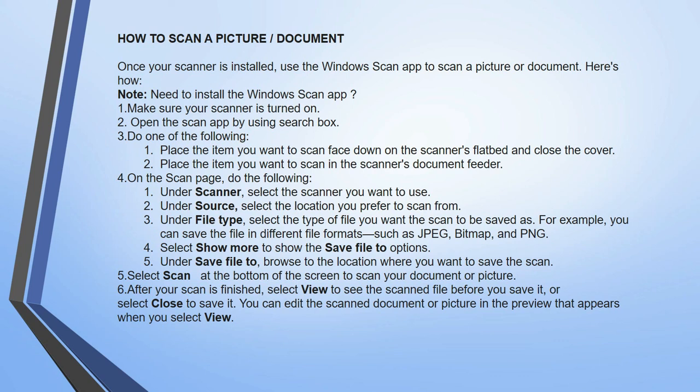After your scan is finished, select View to see the scanned file before you save it, or select Close to save it. You can edit the scanned document or picture in the preview that appears when you select the View option. Okay, so this is the procedure for how you are able to scan a picture or document.